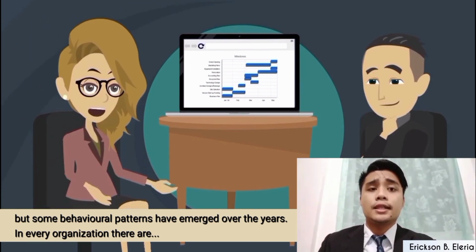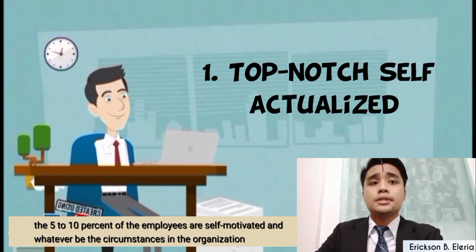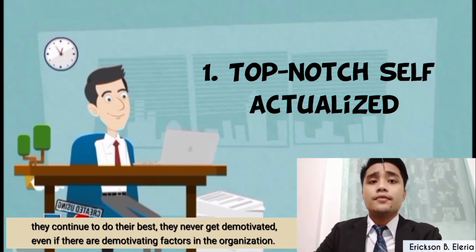In every organization, there are three categories of people. At first, the top-notch self-actualized: at least 5 to 10% of the employees are self-motivated, and whatever the circumstances in the organization, they continue to do their best. They never get demotivated, even if there are demotivating factors in the organization.